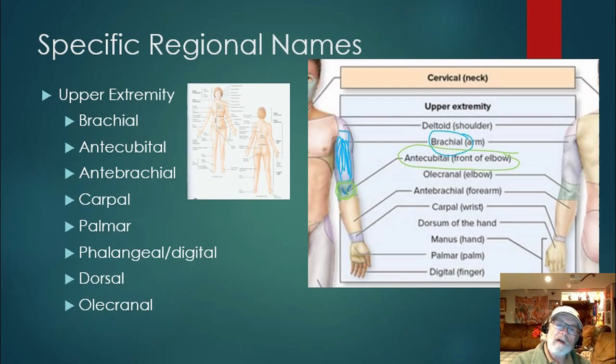Antibrachial. Antibrachial is this area out here. Anti means in front of or before. So anti, in front of the brachium. Brachium's there. It's in front of the brachium. So that's why they call it antibrachial. So the antibrachial region is the forearm. It's the forearm. Okay?